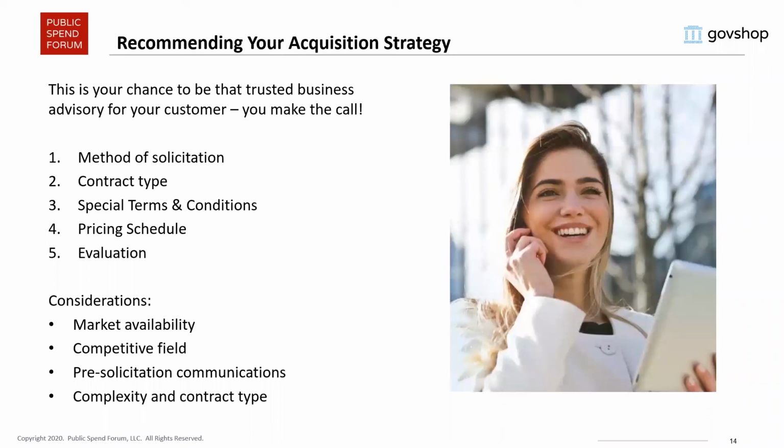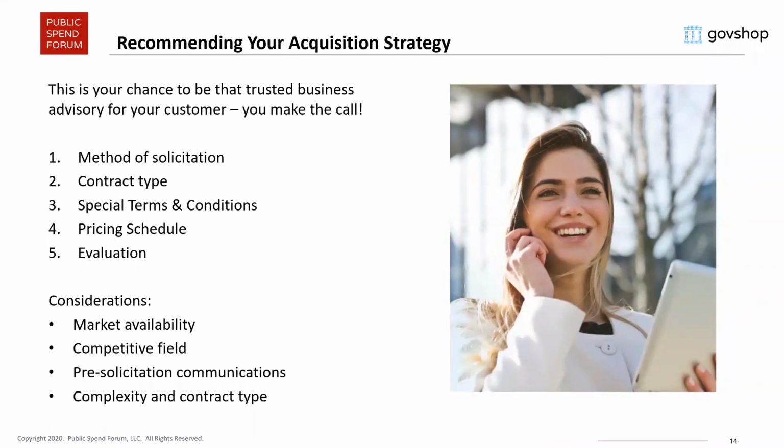So we want to call the customer and let them know, or go see them. I guess you're calling them now. You're probably Zooming with them now. You're calling them to tell them what your acquisition strategy is. So what's that going to be composed of? A method of solicitation. Are you going to use an RFQ, request for a quote, or an RFP, request for proposals? Those are two different types of solicitation methods.